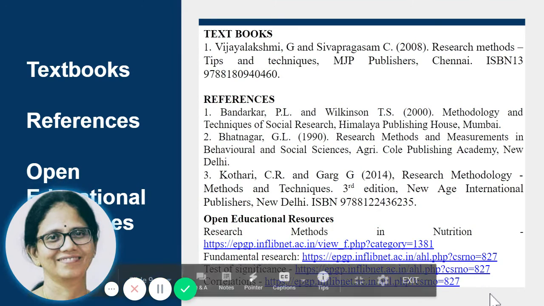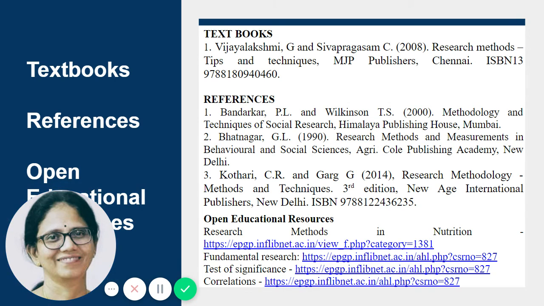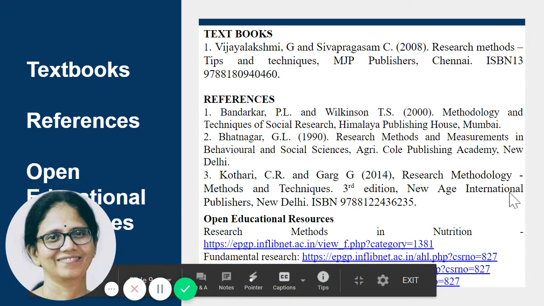Apart from that, you also have open educational resources as mentioned here. You can use the links and you can go there and find enough material for your references.